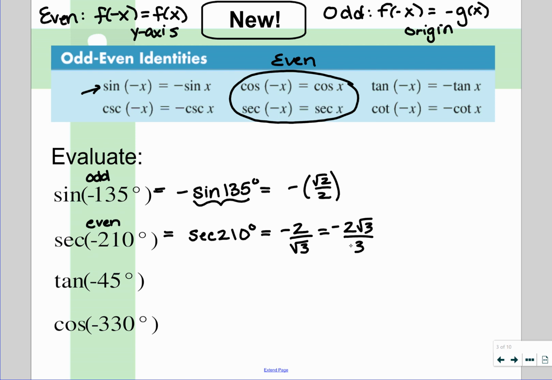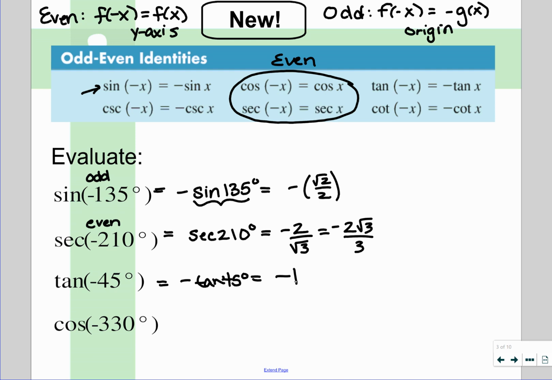Okay. Tangent, negative 45. Is tangent even or odd? Odd, which means what can I do with that negative? Bring it out front. Negative tangent 45. What's the tangent of 45? 1. So my answer is negative 1.